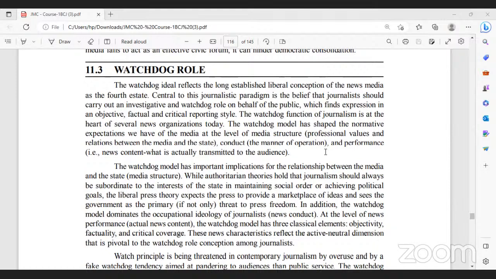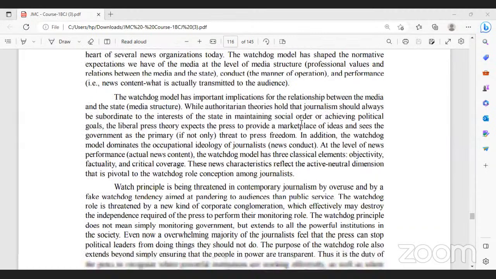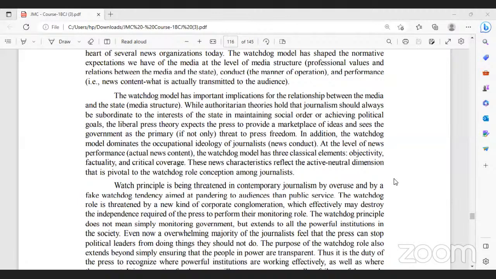So the watchdog function of journalism is at the heart of several organizations today. The watchdog has shaped the normative expectations, and we have the media at the level of media structures, where we have professional values and relationship between media and the state government. And in terms of the conduct, the manner of operation and performance, that is in terms of news content, we have to balance the relationship between the state and the press.